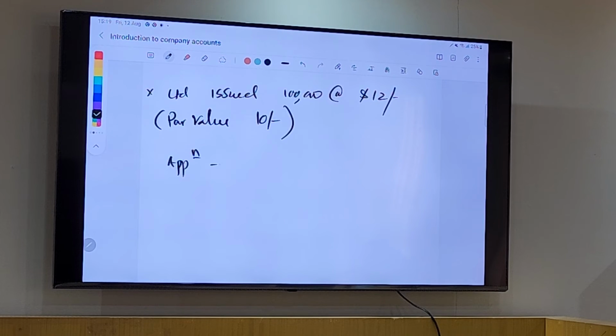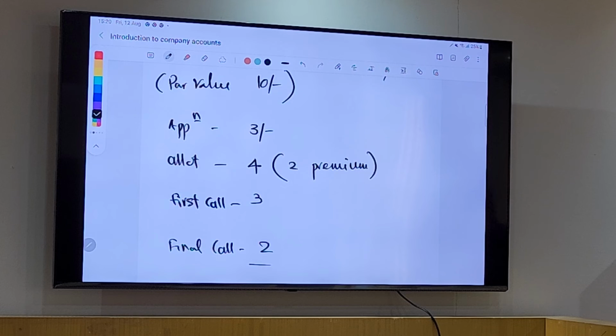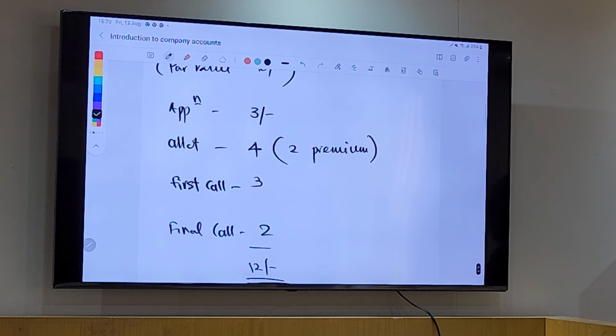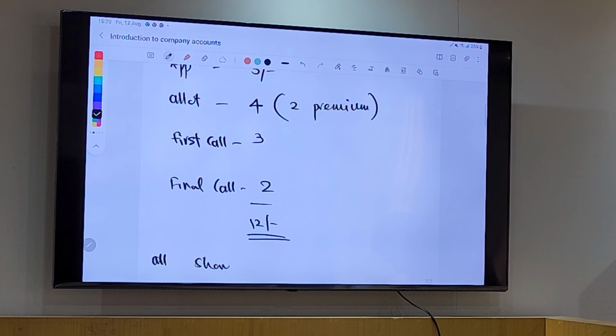Application $3. Allotment $4, of which $2 is premium. First call $3. Final call $2. What is the total? 3 plus 4 is 7, plus 3 is 10, plus 2 is 12. So this is the structure of that one individual share. And how many shares are they issuing? 100,000. And what is the total price? $12. All shares subscribed in full.